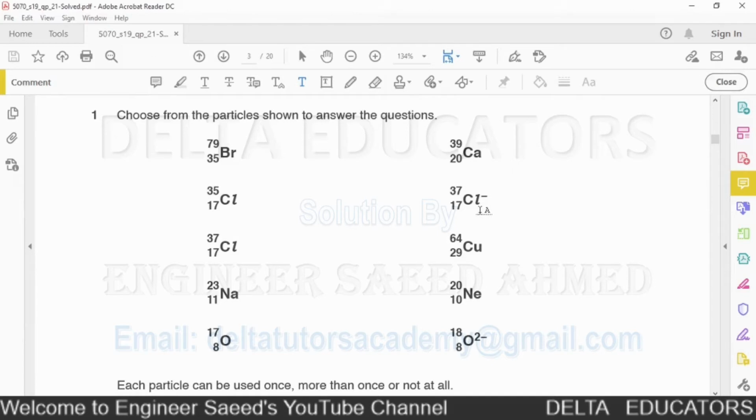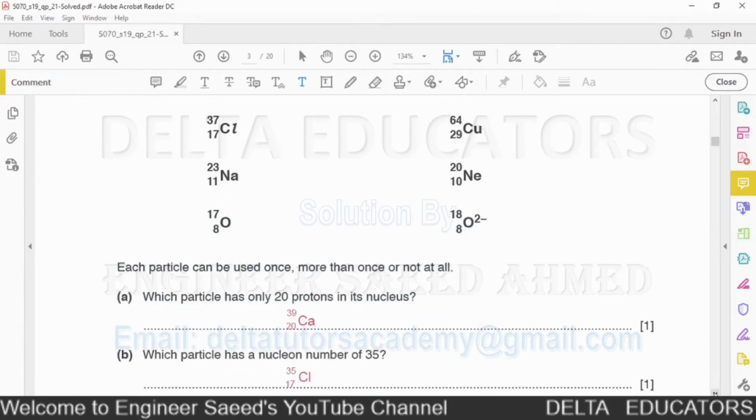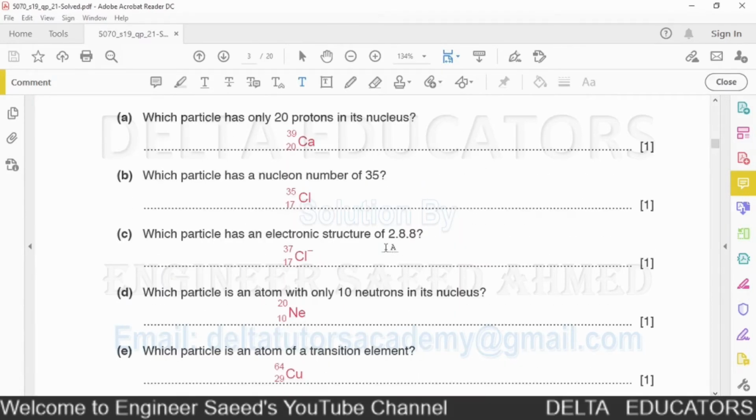Now here it is shown chloride ion. Chloride ion means it has gained 1 electron. Since it has gained 1 electron, the total number of electrons in this chloride ion will be 17 plus 1, it will be 18. So a total of 18 electrons are in the chloride ion. So the electronic configuration will be 2,8,8: 2 electrons in the first shell, 8 electrons in the second shell and 8 electrons in the third shell.